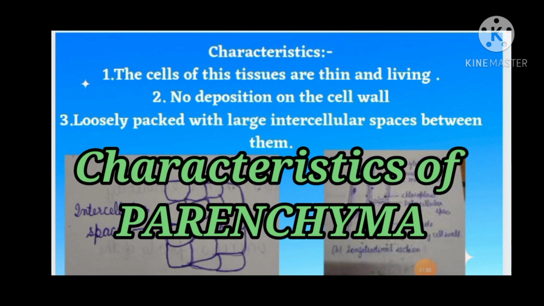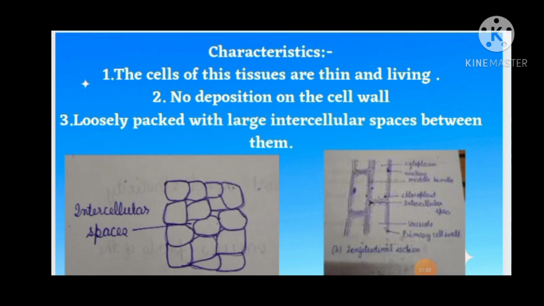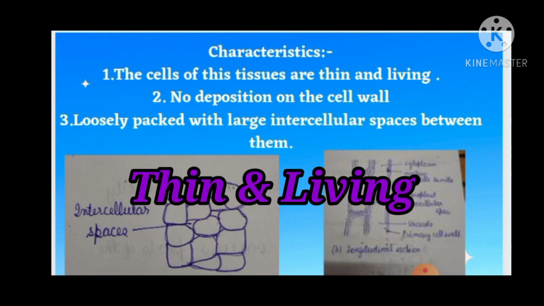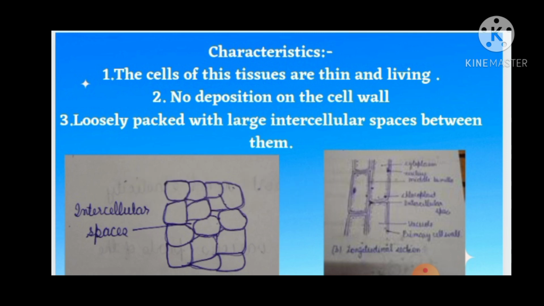Characteristics of parenchymatous cell. First, the cells of this tissue are thin and living. Second, no deposition on the cell wall. Third, loosely packed with large intercellular spaces between them. Now let us see the diagram. The first diagram shows the transverse section of a parenchymatous tissue. Here in the diagram, you can clearly see that the cells have intercellular spaces between them. And the one point which you have always to keep in mind is that these tissues are thin and living.